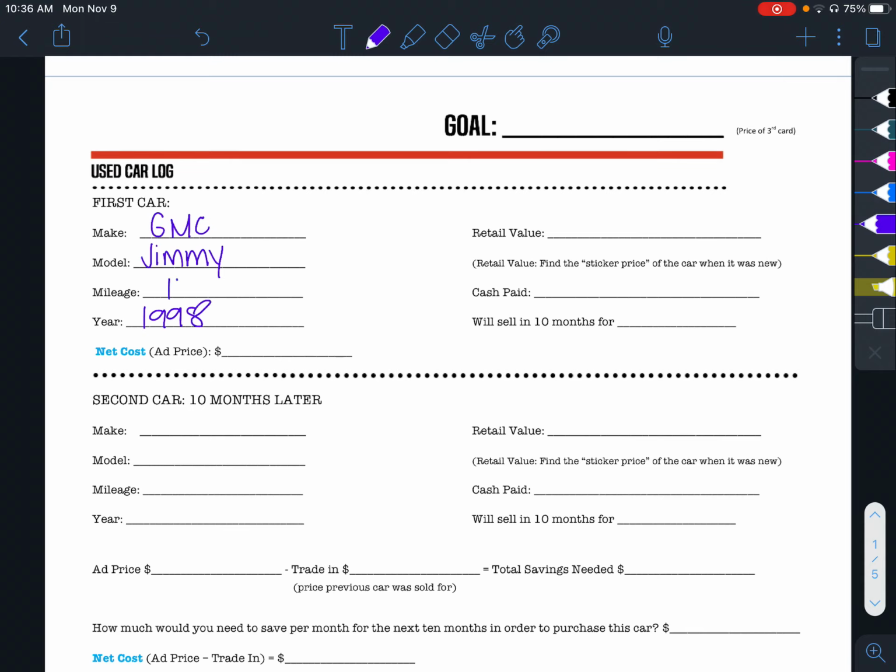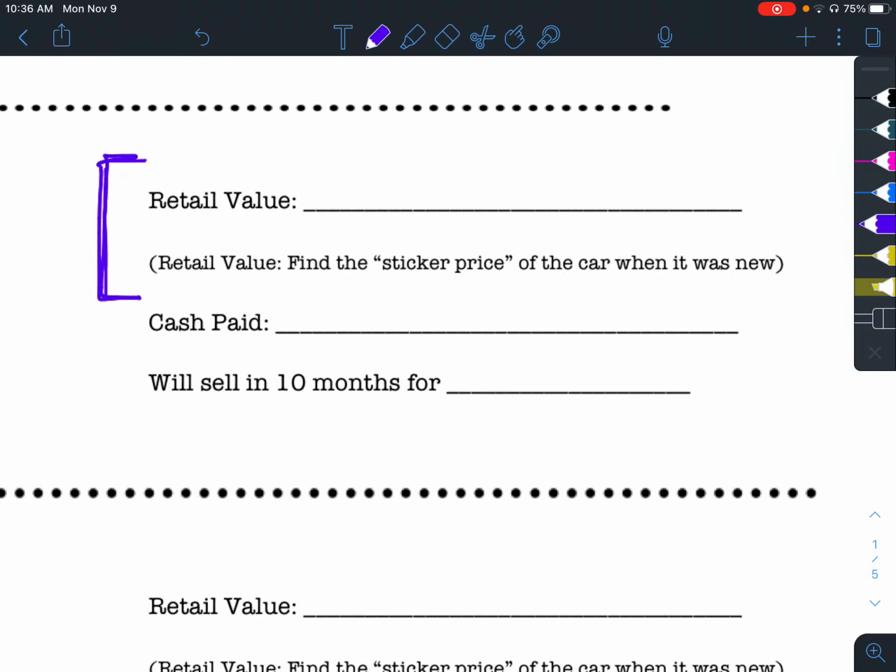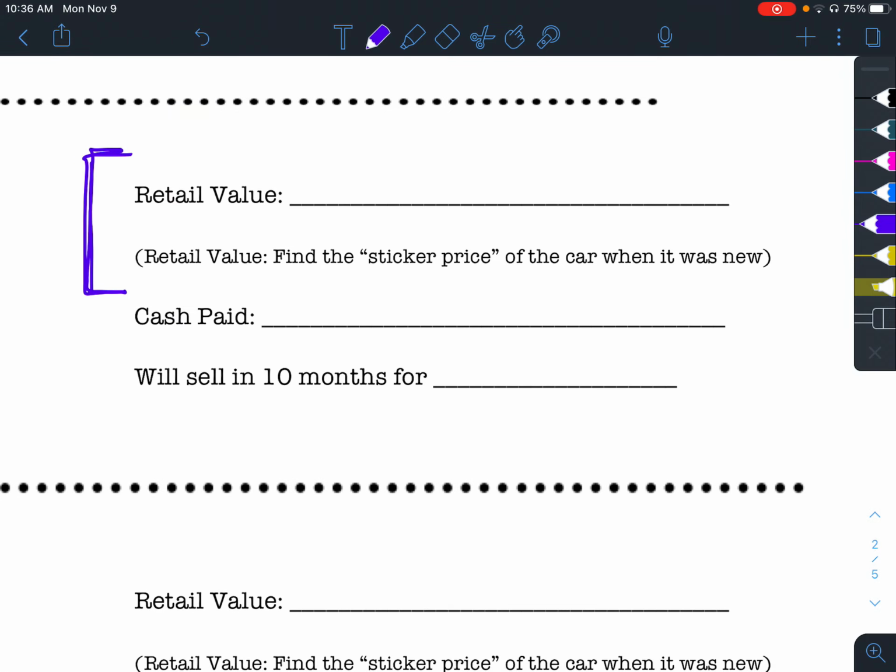And the ad online said it had 117,000 miles on it, which is a lot of miles, but not for a 1998. This part right here is going to require some Googling on your part, some motivated, determined Googling. The retail value, what I'm asking for is, in 1998, for this car, how much was a GMC Jimmy selling for? Not how much is it selling for today, but at the time that it was brand new. So 1997, 1998, how much would you have paid?